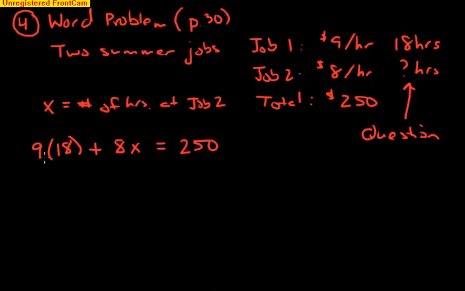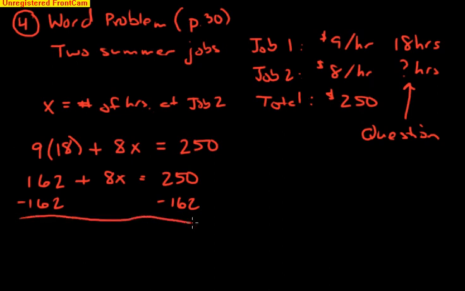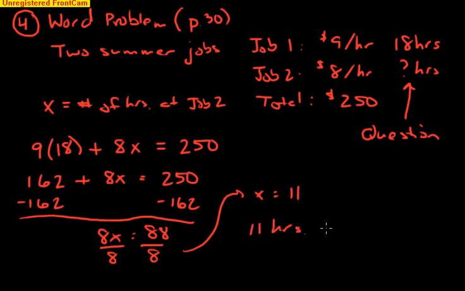So the first thing I would do is multiply. You might need a calculator for this. That's okay. 9 times 18 is 162. So we have 162 plus 8x equals 250. And now we just solve for x. Subtract 162 from both sides. We get 8x equals, this will simplify to 88. And we divide by 8. And you get x equals 11. So x was the number of hours, so you should work 11 hours at job 2.